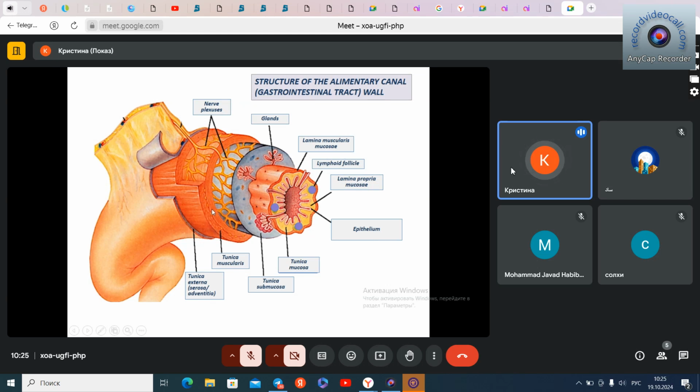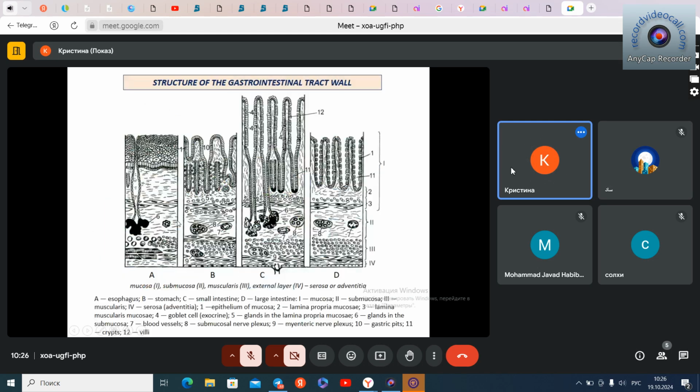Next goes the tunica muscularis, which usually contains two layers, inner circular and outer longitudinal. Between those layers we have a thin layer of loose fibrous connective tissue with the elements of nerve plexus, Auerbach's nerve plexus, and also blood vessels. The outer layer can be adventitia or serosa. In the case of small intestine, this is the serosa, because the small intestine is covered from outside with mesothelium.